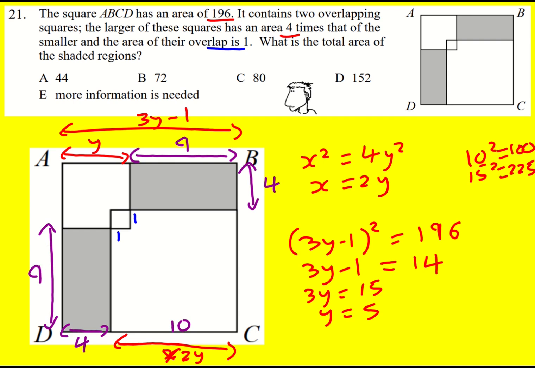And after all that work, we've managed to get the dimensions of these shaded regions. They're both going to have area of 36, 4 times 9. So double 36 to give 72. Nice.